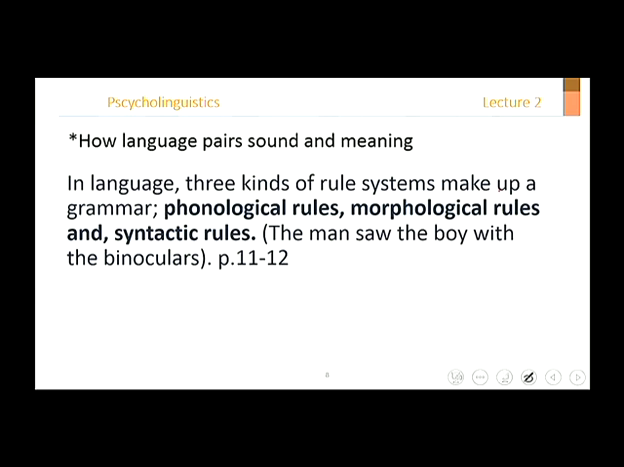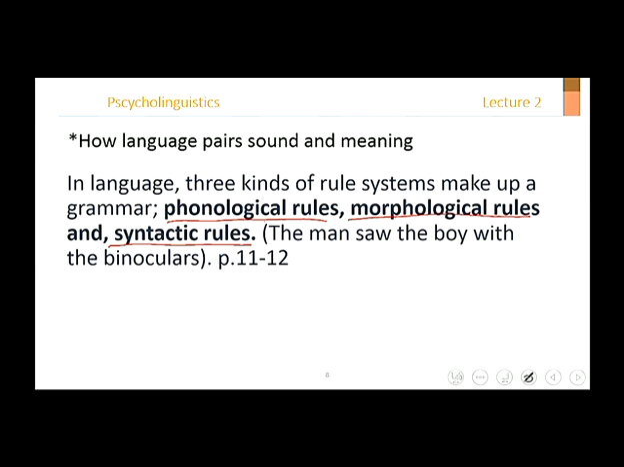Okay. Now, language pairs sound and meaning because we have phonological rules. We have phonological rules that govern any human language. We have also some morphological rules and syntactic rules. All right. So combining them together makes up language. These three rule systems make up grammar. And grammar, in fact, is one of the very important systems of language. Without grammar, as I said, we have no language.